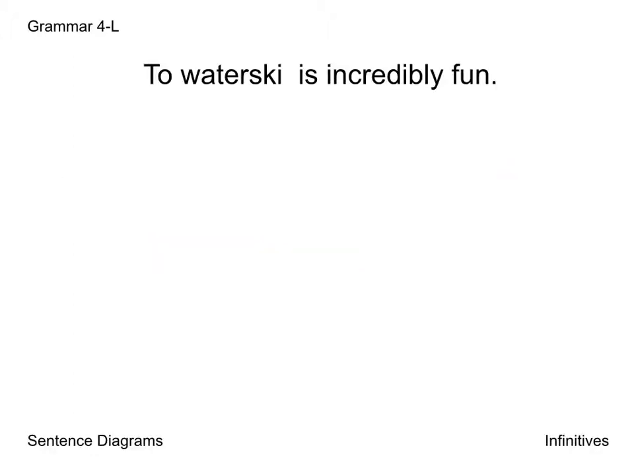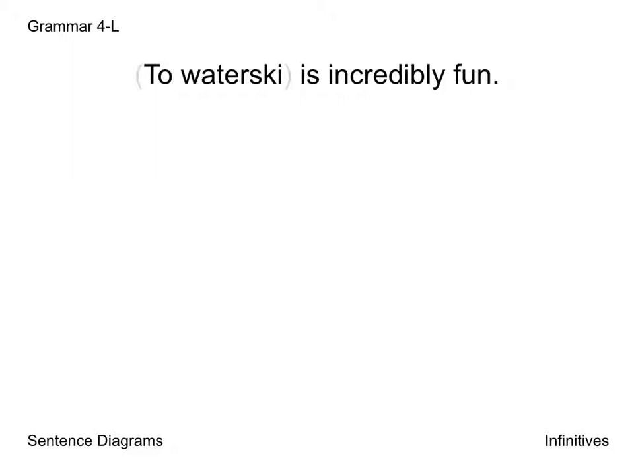Here we have the sentence, to water ski is incredibly fun. So first, we have no prepositional phrases, so we can't cross anything out. Second, we have the phrase to water ski. That is going to be an infinitive in this sentence. Water ski itself is not conjugated to agree with the subject or anything. Instead, it is a non-conjugated verb. So I'm going to put parentheses around that for myself because that helps me to remember that that is actually going to be one entity in this sentence.